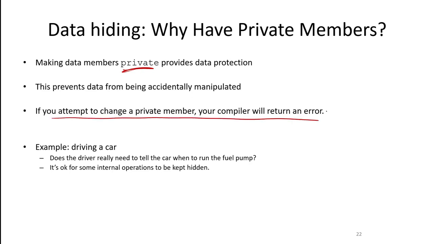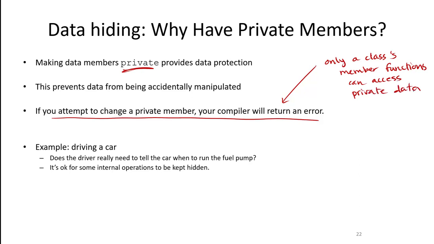So this is an important point. If you attempt to change a private member or private member variable, your compiler will return an error. So only a class's member functions can access private data. If you're not using a member function of a class, if you just have code somewhere else in your program that's trying to access a private variable, the compiler will return an error.